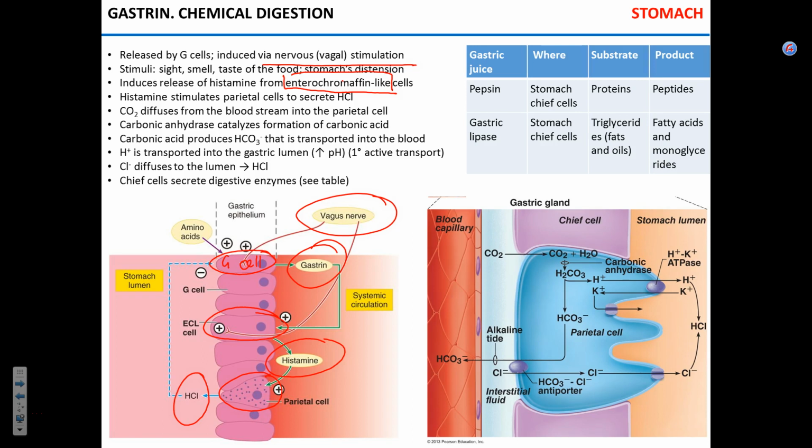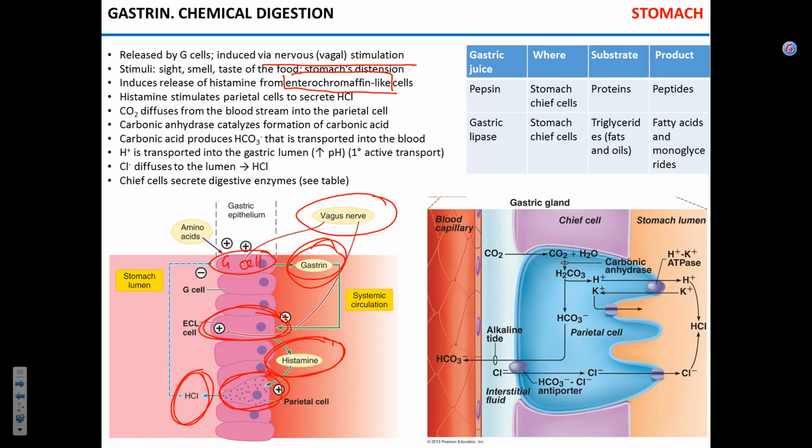Gastrin responds to various stimuli associated with food being in the stomach. Does that make sense? So gastrin is produced in response to food in the stomach and stimulates ECL cells. ECL cells release histamine. Histamine acts on the parietal cell. Hydrochloric acid is released. Food is in the stomach, right? So this whole thing keeps going and going.